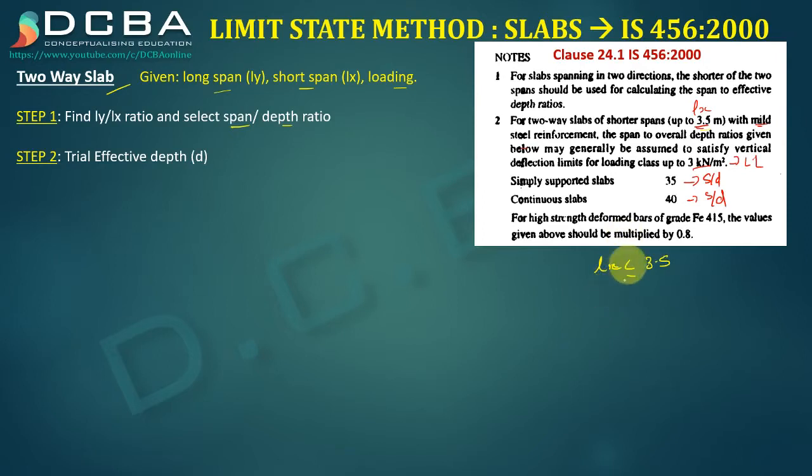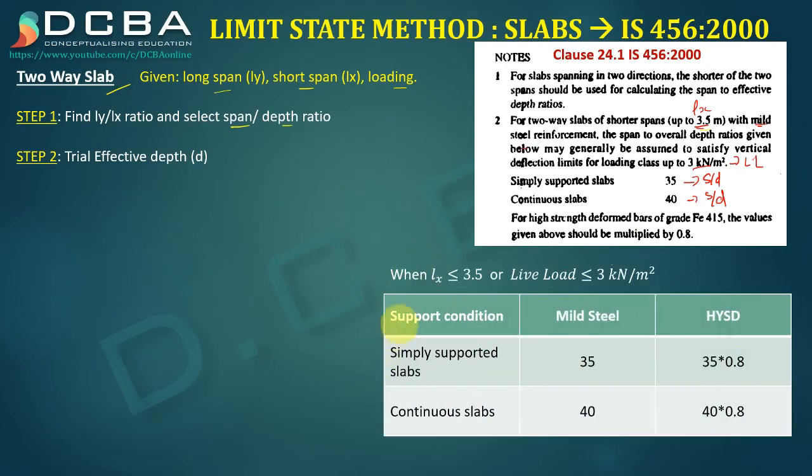Second, your steel is mild steel, and third, your live load is less than 3 kilonewton per meter square. Okay, so if these conditions are satisfied, then you can use these span to depth ratios. Otherwise you will have to use the span to depth ratios that we saw previously, that is for beams. So when Lx is less than 3.5 and live load is less than or equal to 3 kilonewton.